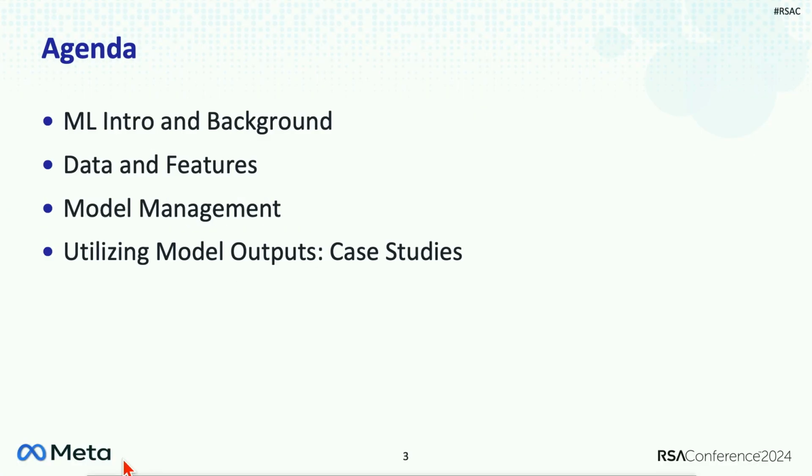We'll start by giving you an introduction into machine learning and all of the background you need to know. Then we'll get into data and features, and so how do we take our raw application and/or infrastructure logs and make good model inputs from that, and we call those features. Then we'll discuss model management, so how do we train, test, and deploy models for these use cases? How do we validate that they work?